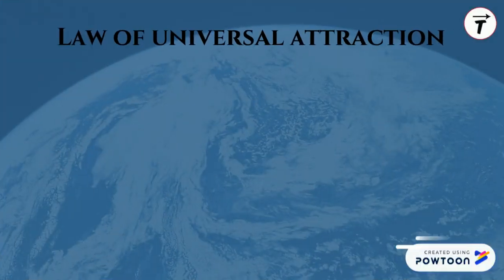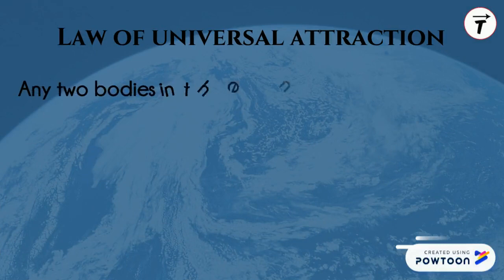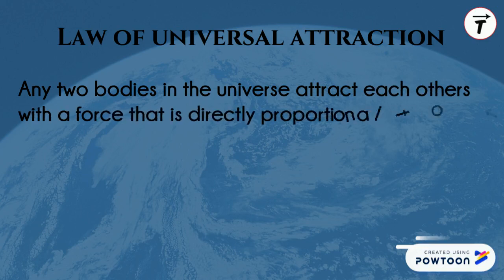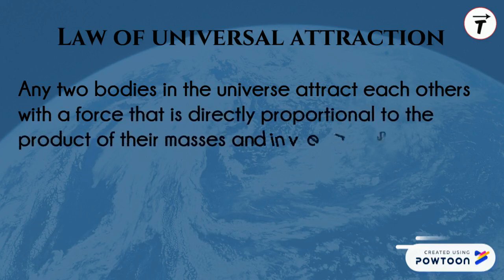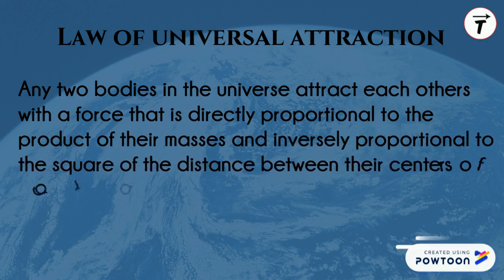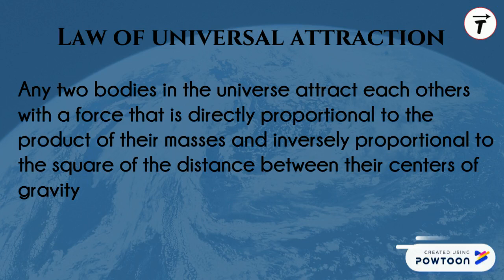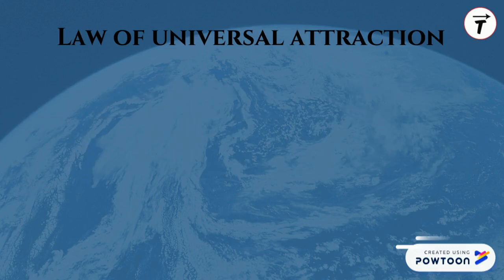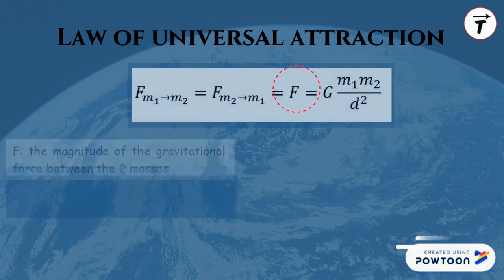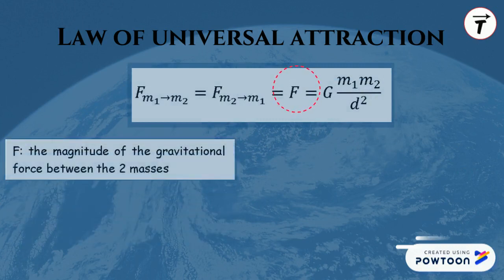This leads us to the law of universal attraction that states, any two bodies in the universe attract each other with a force that is directly proportional to the product of their masses and inversely proportional to the square of the distance between their centers of gravity. We can express the law as F = G m1 m2 / d², where F is the magnitude of the gravitational force between the two masses expressed in newtons.